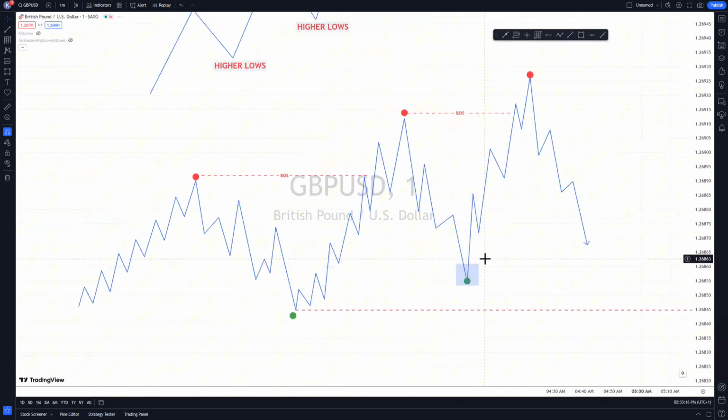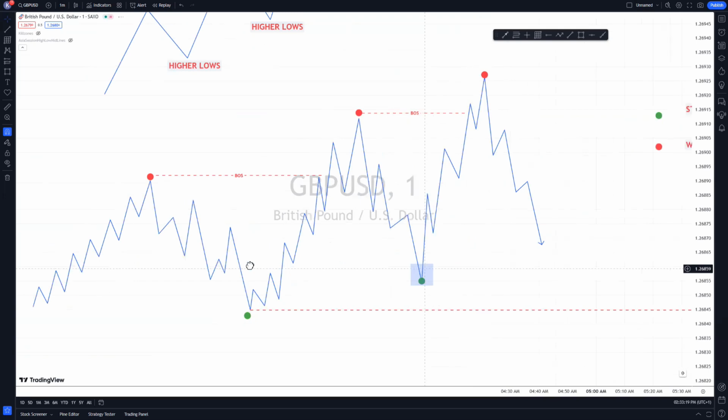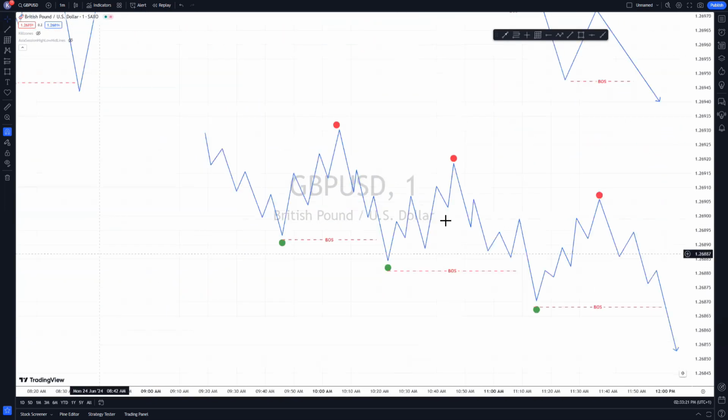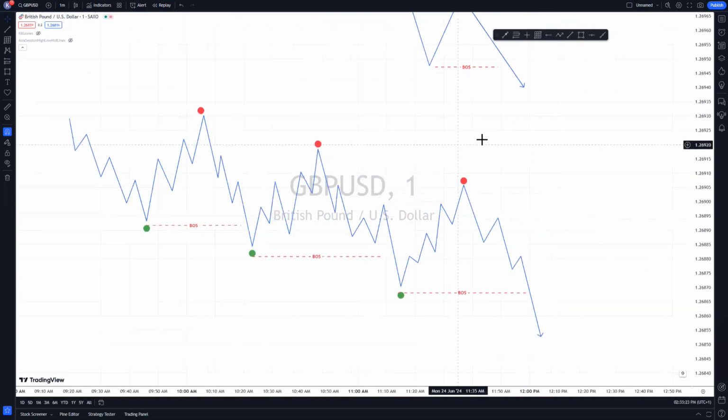This trend is no longer an uptrend. You can actually say that. Now, in a downtrend, the case is different.